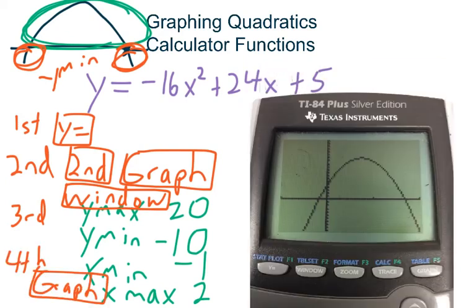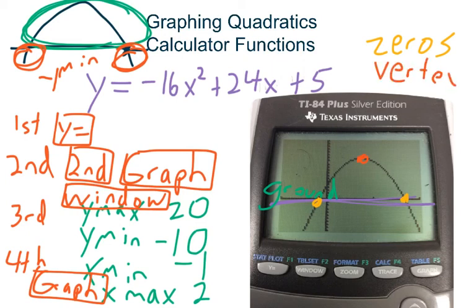And after I hit graph, I have a pretty cool picture. I can see the whole quadratic. And just remember that this line right here is basically the ground. And these are my zeros. I guess I'll just color code those. And then the red one is my vertex, which is the maximum or minimum. And then the blue one is my y-intercept. There you go. So it's as simple as that.